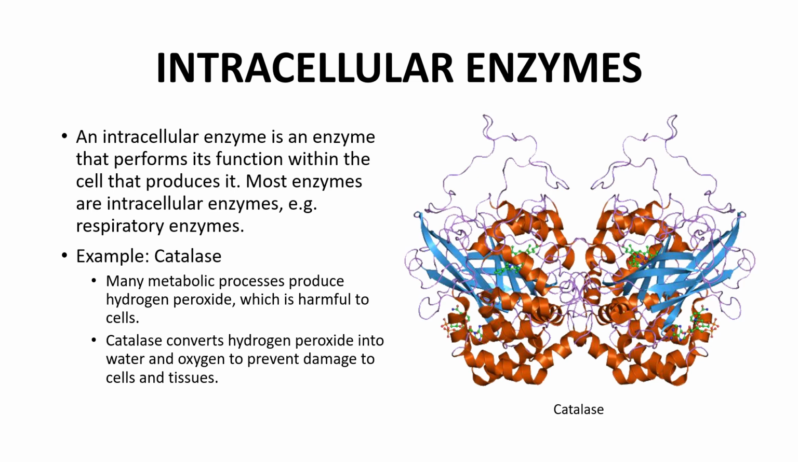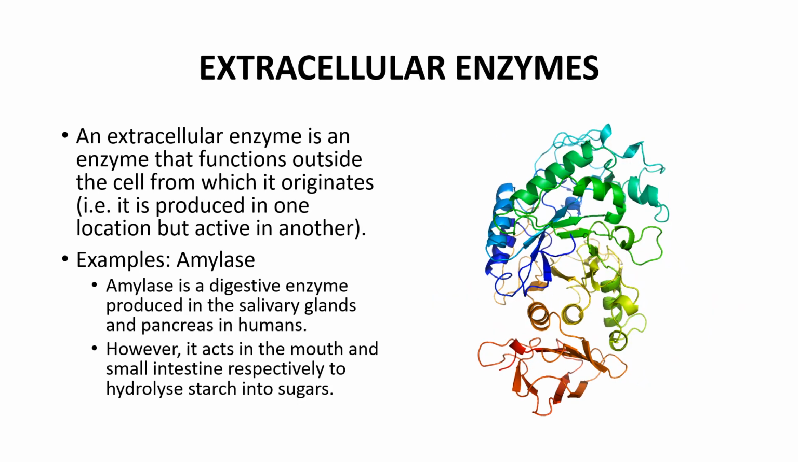Many metabolic processes produce this thing called hydrogen peroxide, which is harmful, and catalase is what converts this into water and oxygen, which are not harmful substances. We're going to look at that in cellular respiration specifically, but catalase plays a really important function in making sure that those harmful toxins don't hurt us. So that's one that comes up a lot. Then we've got our extracellular enzymes, and they're the ones that work outside of cells.